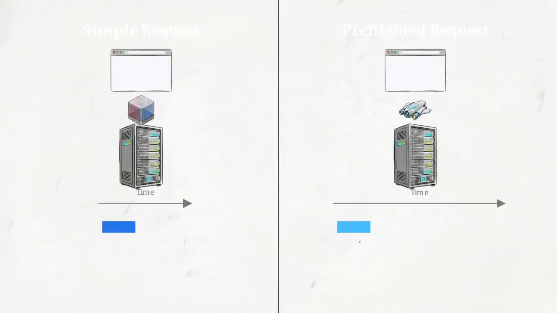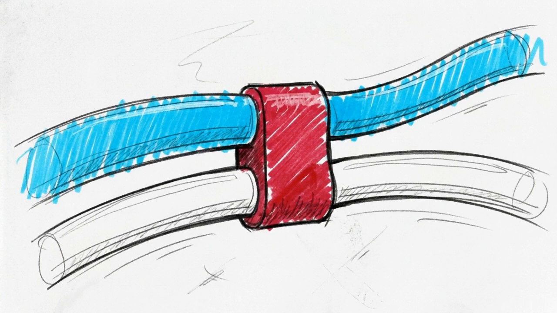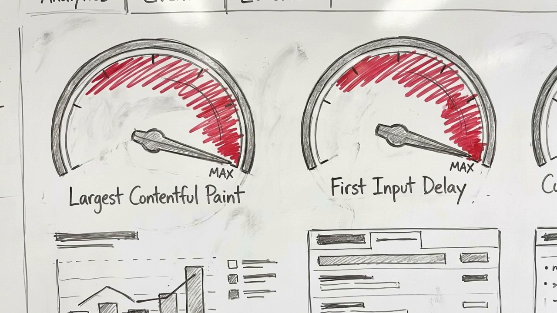This side-by-side waterfall chart shows the macroscopic execution timelines of the two request types. The physical system design cost of this security becomes obvious. A pre-flighted request doubles the network round-trip latency. Every API call requires an extra round trip just to ask for permission. In production, this overhead penalizes your performance budgets and degrades core web vitals.